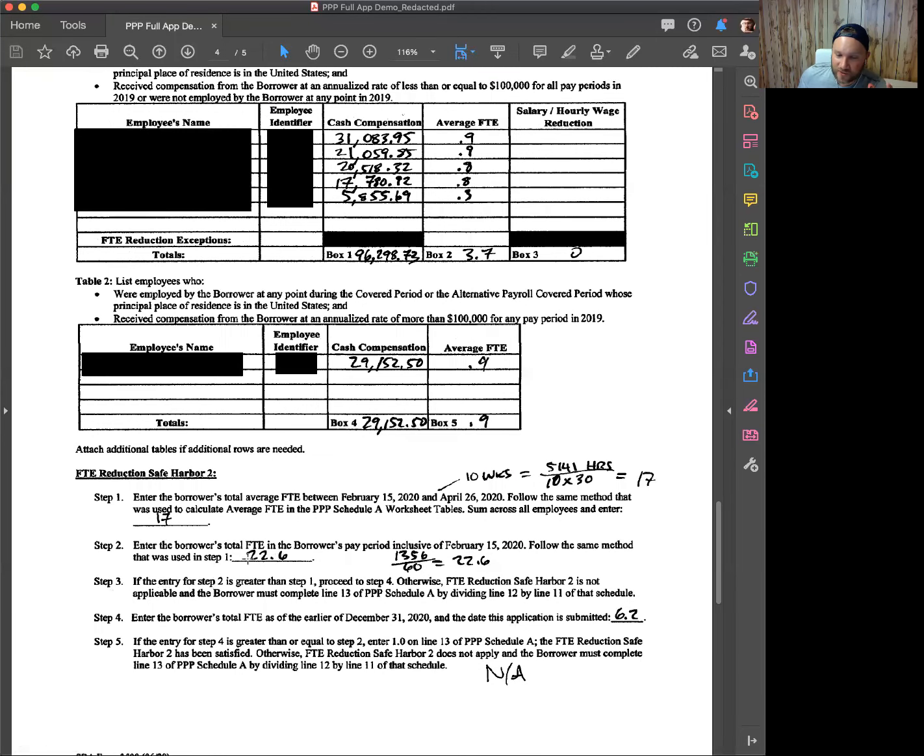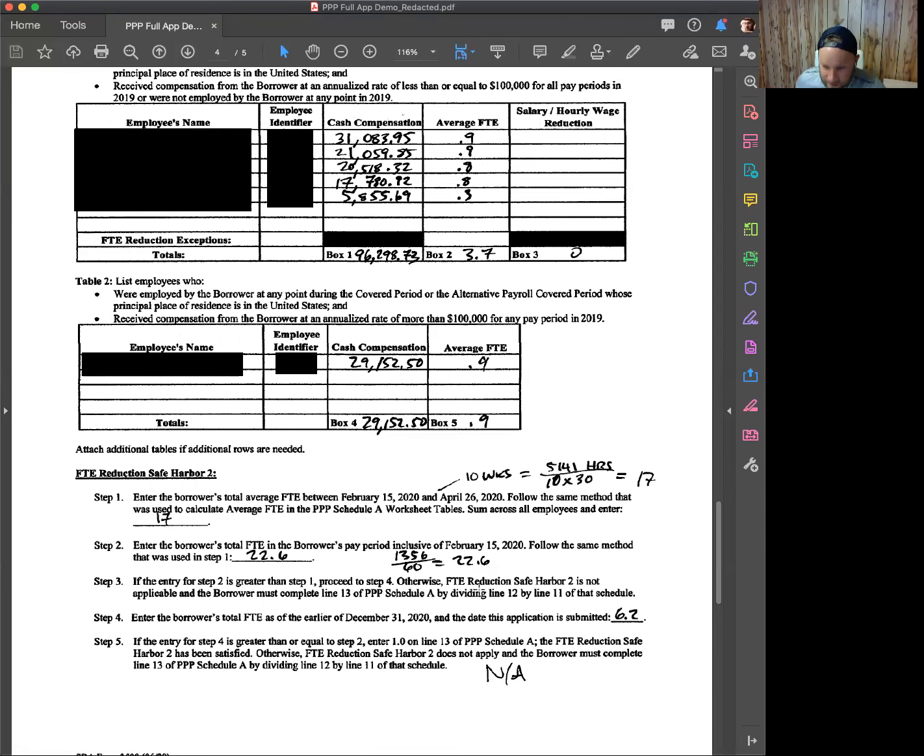If the entry for step 2 is greater than step 1, as it is right here, it means that at the beginning of my journey on February 15th it was here, and then my average over the next 10 weeks was something less. Move on to step 4. Otherwise, safe harbor 2 is not for you. So you can stop right there.